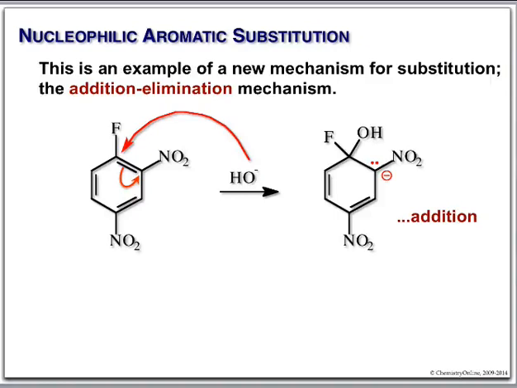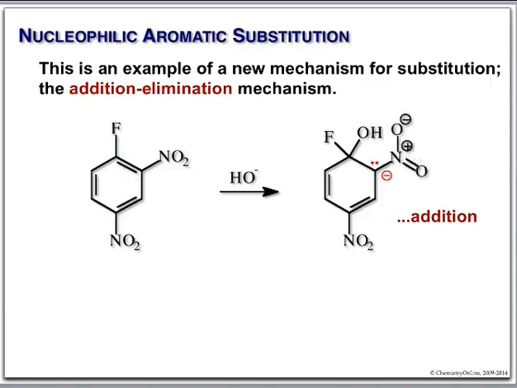Now, why in the world is this okay? Think about what a nitro group really looks like. What does a nitro really look like? We have a nitrogen, and we have these two oxygens. Nitrogen has a positive charge. That's why it's electron withdrawing. One negative charge up here.